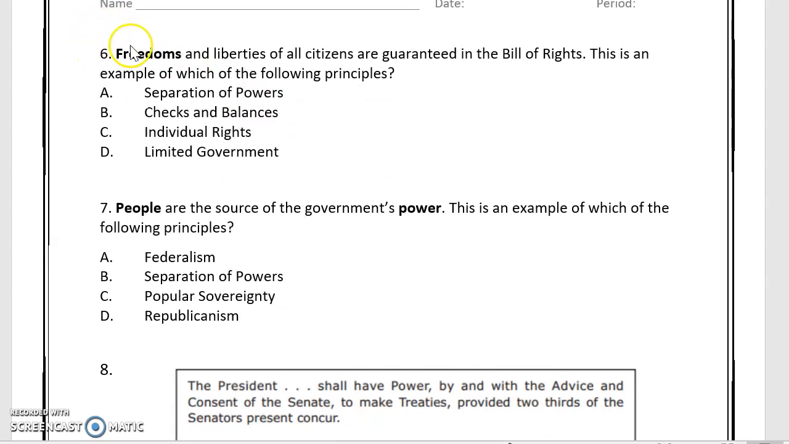Number 6, freedoms and liberties of all citizens are guaranteed in the Bill of Rights. Bill of Rights. This is an example of which of the following principles? A, separation of powers. B, checks and balances. C, individual rights. D, limited government.